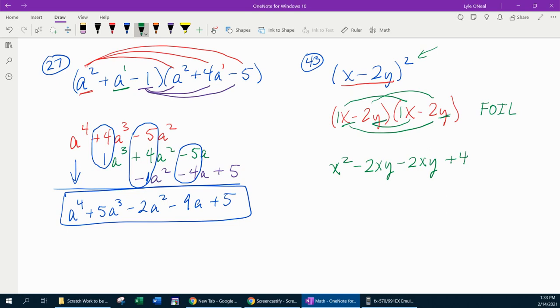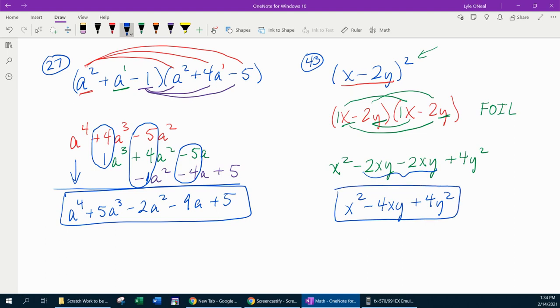Oh, and the letters are the same, add their powers. And don't forget to CLT, don't forget to combine like terms to finish it off. I've got a negative 2xy and a negative 2xy. That makes a negative 4 of those. Negative 4xy plus 4y squared, and that is done. That is simplified completely. And that's it for this lesson.